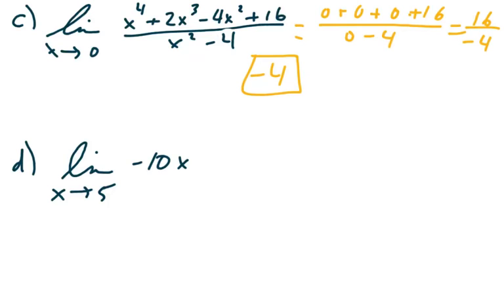Part D, the limit as x approaches 5 of negative 10x. Again, always just plug in first. We get negative 10 times 5, which is negative 50. Boom, we got our answer.